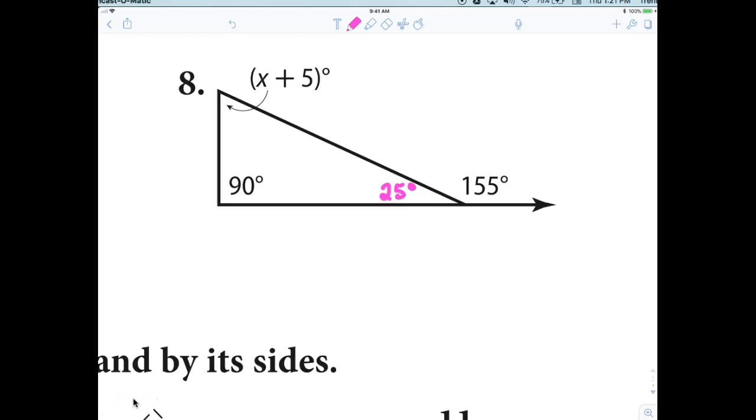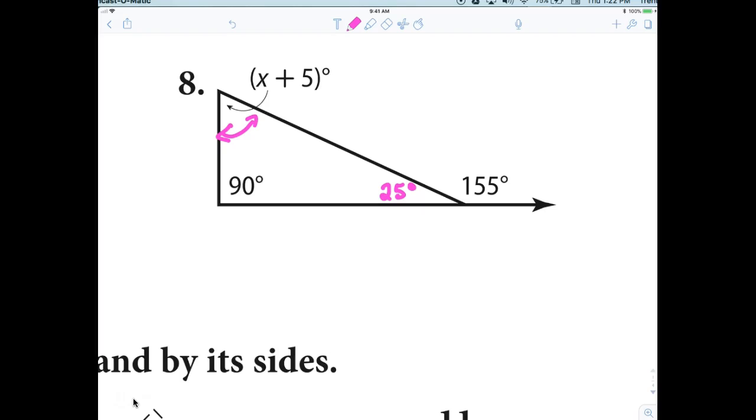Do me a favor. Just tell me what this angle measure is right here first. 60. Well, wait. I didn't say solve x. I just asked what this angle has to be. What's the measure of this angle? 65. Yes. So x would be 60.